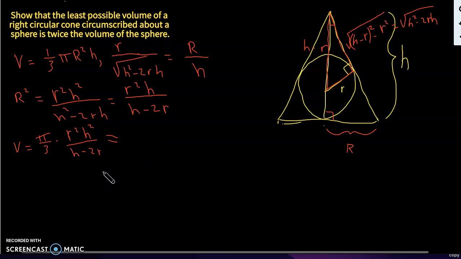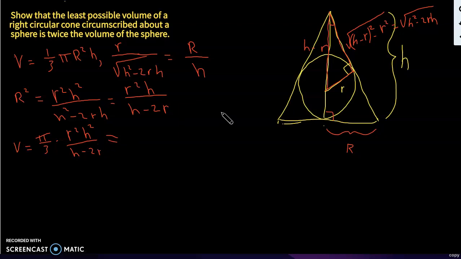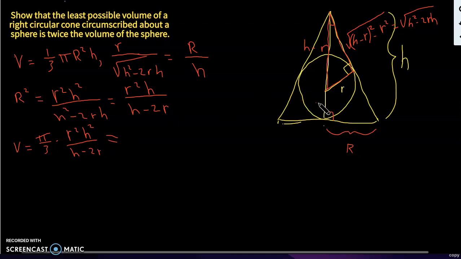Now the domain of this function, if we look at this carefully, we know we don't want either r or h to be 0, and h obviously has to be bigger than 2r. Otherwise you wouldn't be able to put this sphere inside the cone like this. Okay, so the domain is h is bigger than 2r.